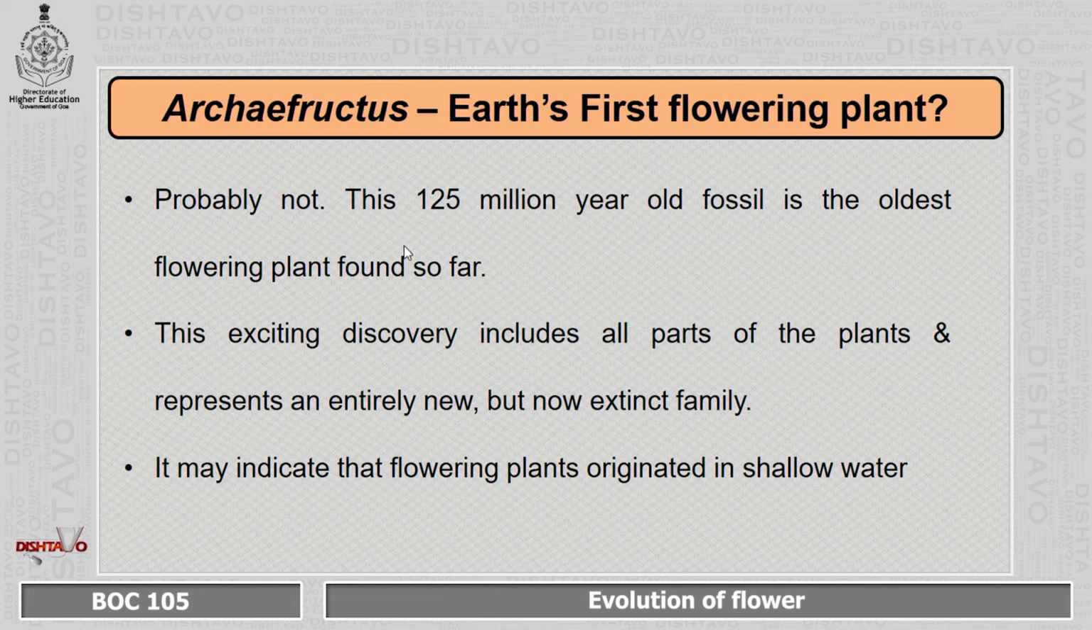So, should Archaefructus be considered the ancestor? Is it Earth's first flowering plant? Maybe not, because this is a 125 million year old fossil and it is the oldest flowering plant fossil found so far. This exciting discovery includes all the parts of the plant and represents an entirely new, but unfortunately extinct family. It may indicate that flowering plants may have originated in shallow water.